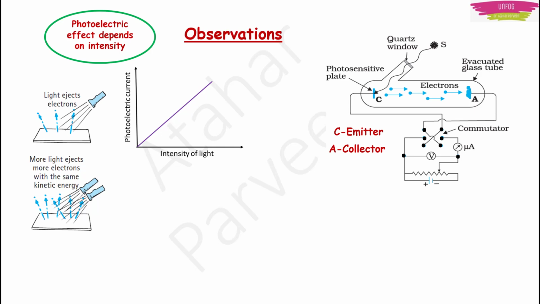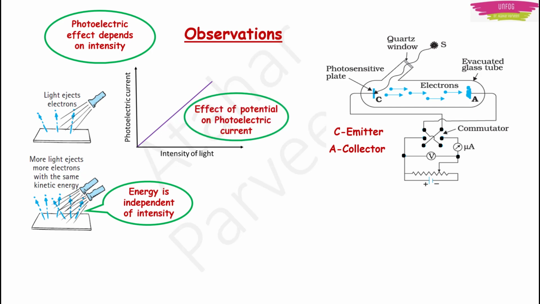But am I changing the kinetic energy of these electrons? No, I am not changing the kinetic energy of electrons. I am just changing the number of photoelectrons which are getting ejected. So this is how intensity is related. Okay, and this energy is independent of intensity. Which energy? The kinetic energy. It is independent of intensity because intensity is just increasing the number of photoelectrons. It is not increasing the energy.